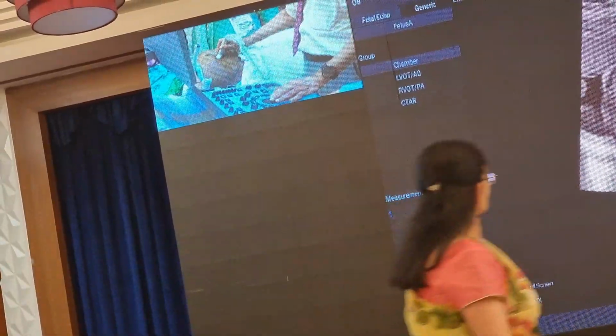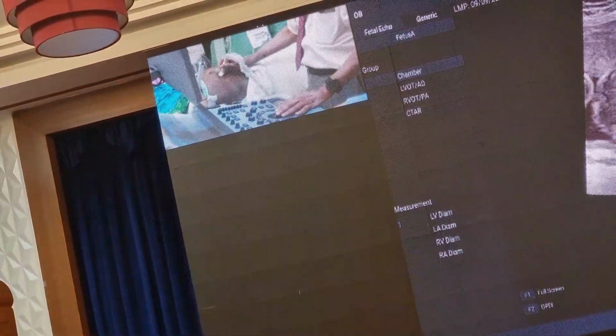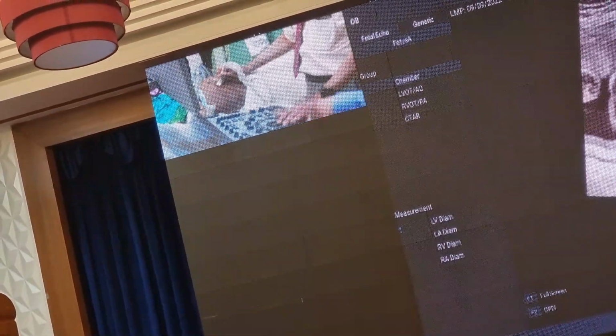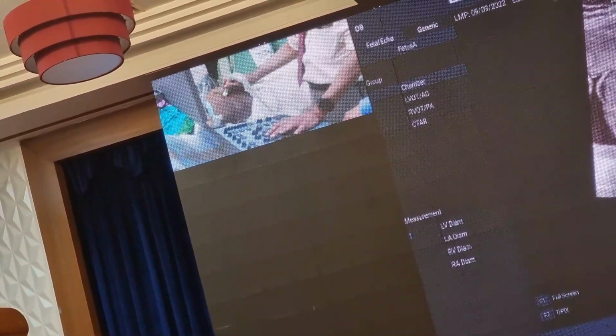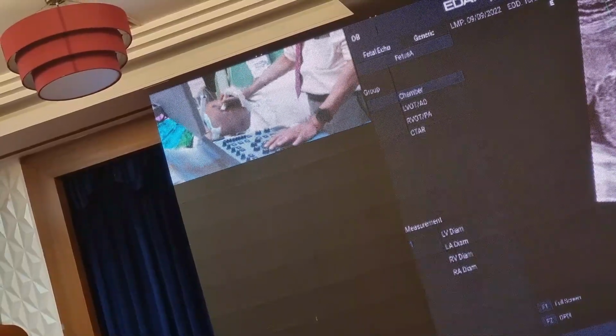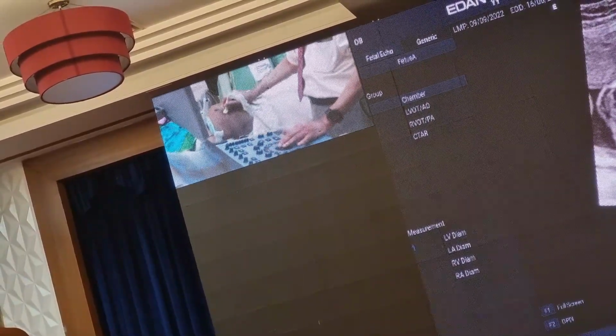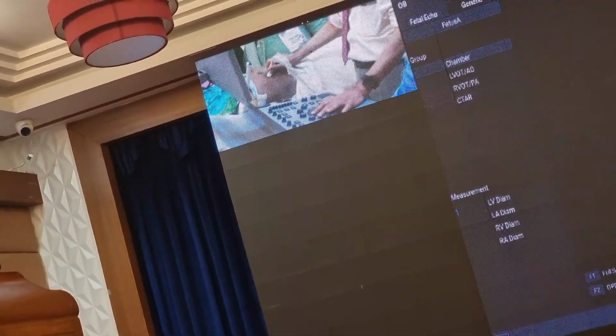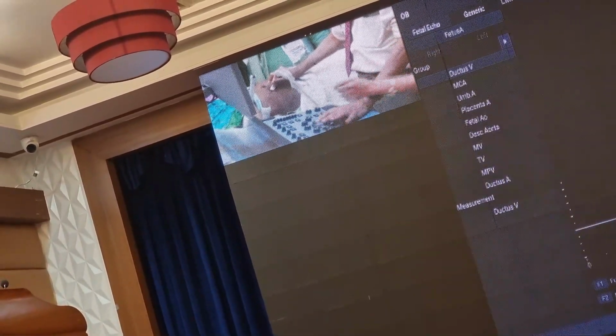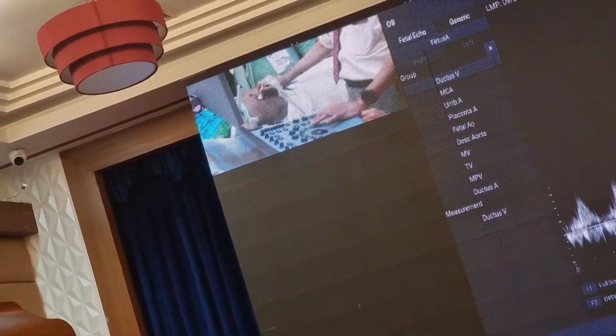So that's the mitral valve. You are joining here? Okay. Update. It's moving. Can you just show them the rhythm, how you take the waveform? Okay.